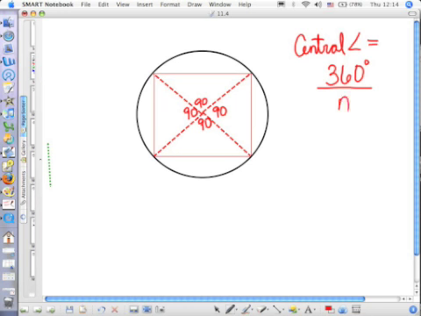You divide 360 by the number of sides. A 4-sided figure has 4 central angles. A 6-sided figure will have 6 central angles. Okay? All right. That's good.